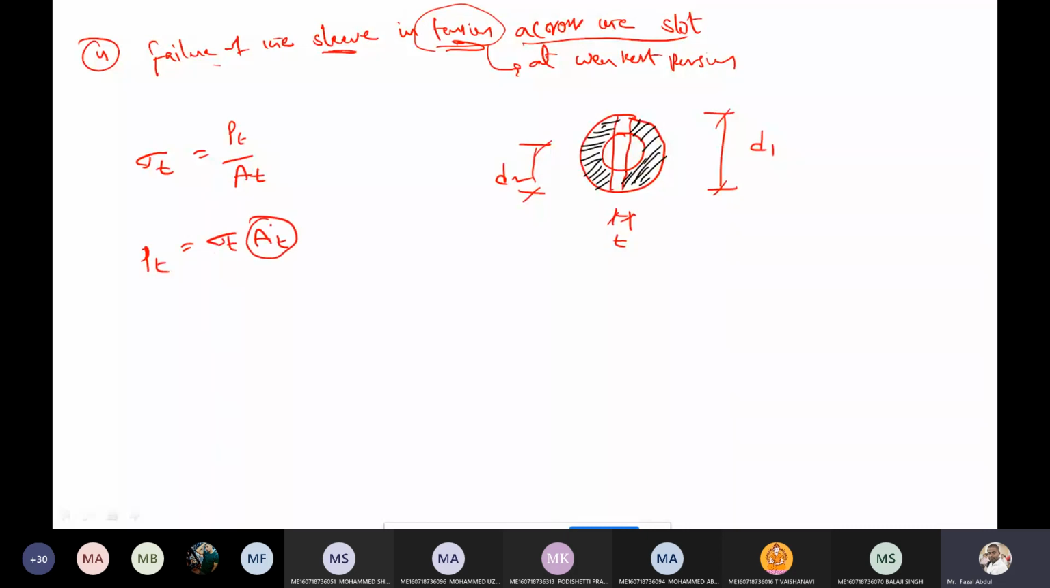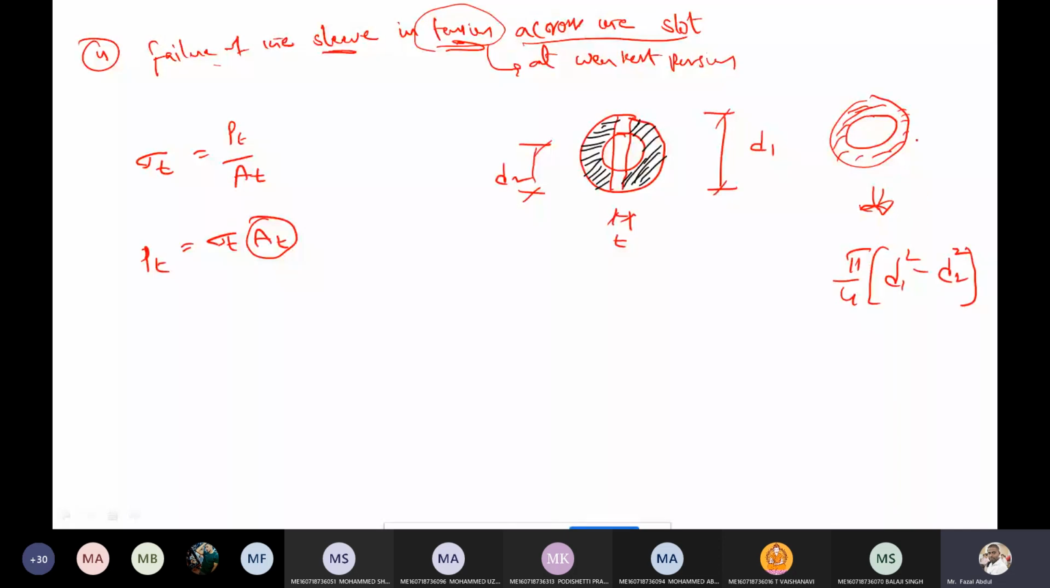Now what is AT? This area we have to write. Initially, I'm writing the equation just to show how the area equation is going to be generated. Suppose initially this is a solid, one hollow circular shaft. For this, what is the area? Pi by 4 into d1 square minus d2 square. This equation you know.